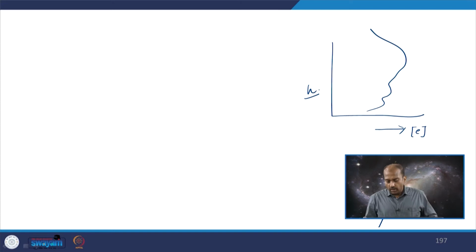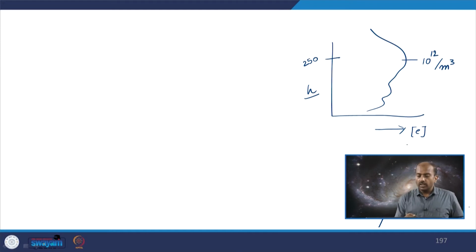Okay. So here the basic idea was, we have seen that the peak occurs nearly at 250 kilometers, where the electron density peaks to nearly 10 to the power of 12 per meter cube. So per unit volume there are 10 to the power of 12 electrons. We also always take it that the number of electrons is equal to the number of ions, so that the neutrality is maintained in the ionosphere.